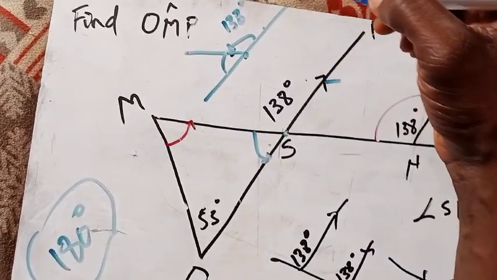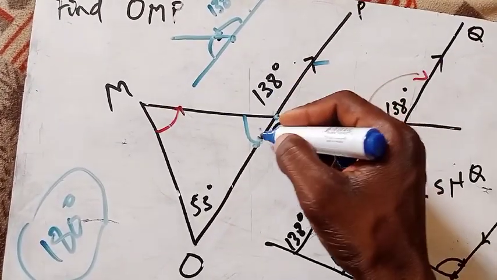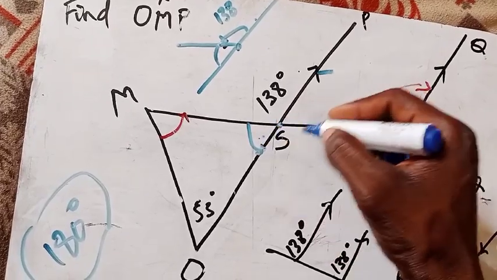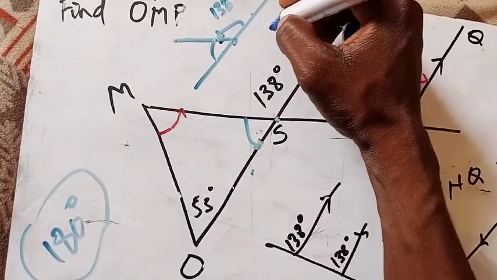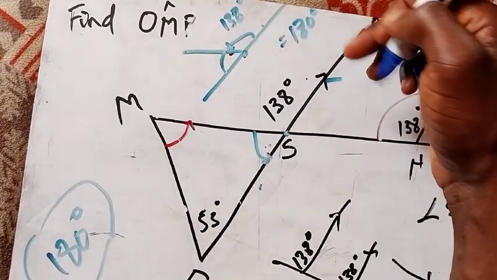138 degrees. Is that okay? So 138 degrees. Okay, that is good. So we can easily find this point, right? We can easily find this point because we know that angles on a straight line all sum up to 180 degrees, right? You should know some of these properties.